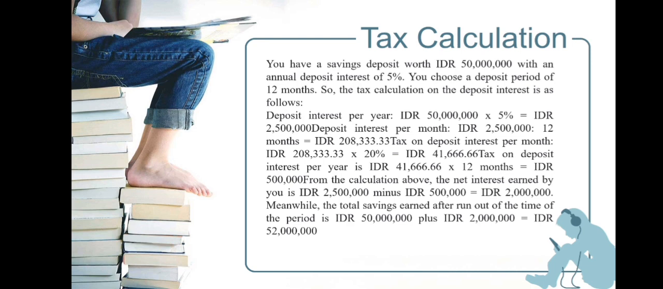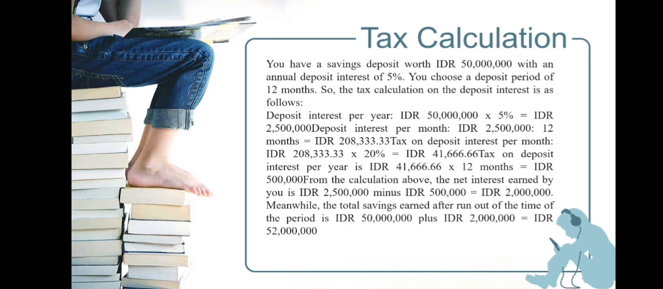When you're calculating the tax on deposit interest per month, you do it by multiplying 208,333.33 rupiahs with 20%, and it equals 41,666.66 rupiahs. And when you're calculating the tax on deposit interest per year, you do it by multiplying 41,666.66 rupiahs with 12 months, and it equals 500,000 rupiahs.